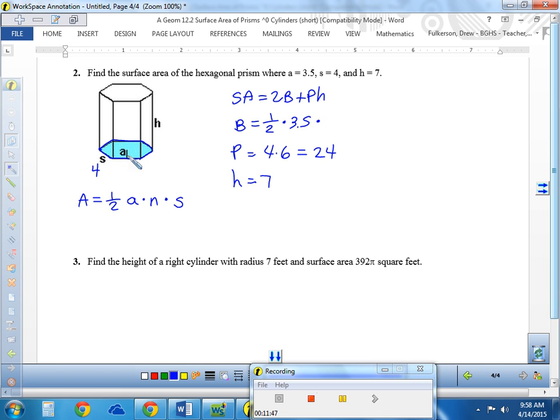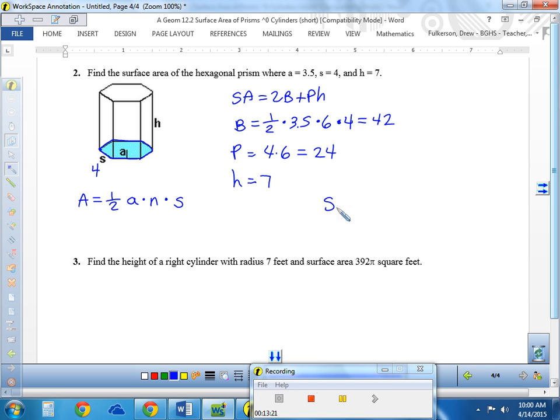We just talked about that a minute ago. It's a hexagon, so it has 6 sides. Times S, which is our side length. And once again, that was given. That's a 4. Now we just need to type it into the calculator. That ends up being 42.